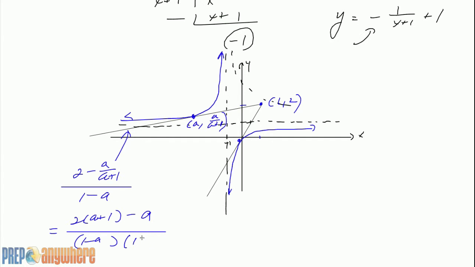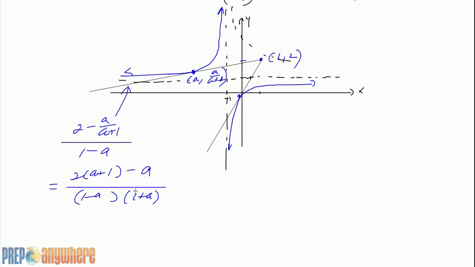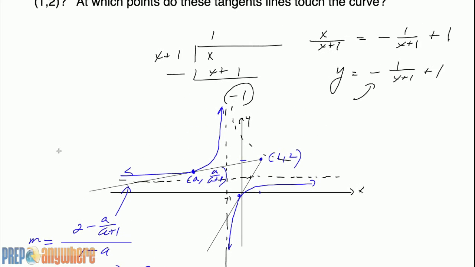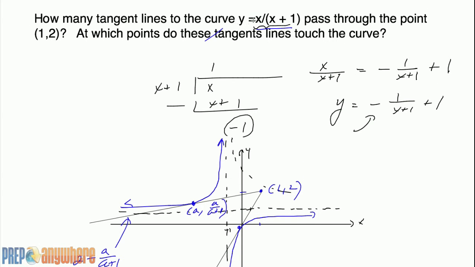I just wrote it backwards because this is a difference of squares. We get 2a plus 2 minus a, over 1 minus a squared. So we get a plus 2 over 1 minus a squared. Okay, so that's an expression of slope, just using the definition of rise and run. We can also get one more expression.